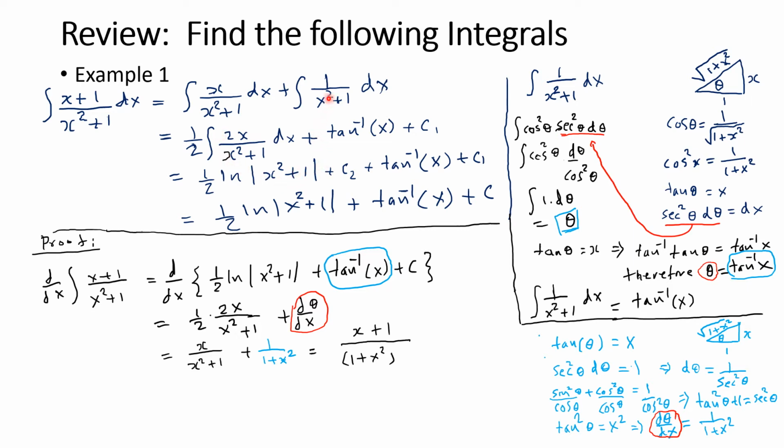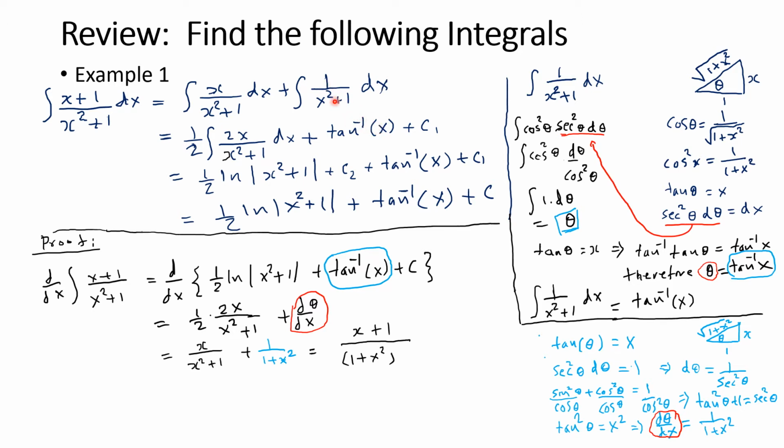Integration of the second part, which is 1 over x squared plus 1, is equal to tan inverse of x, of course, plus a constant, because this is not an integration that has limits. When integration has limits, we don't need the constant, but when it doesn't have limits, we have to put the constant. Now, let's look at how this integration results in tan inverse of x.